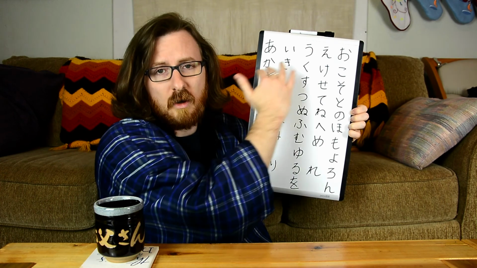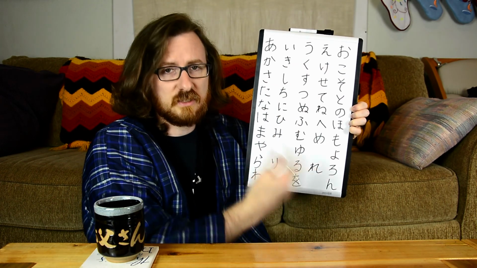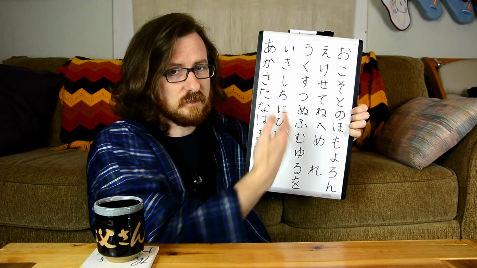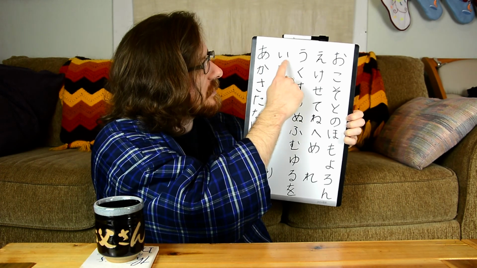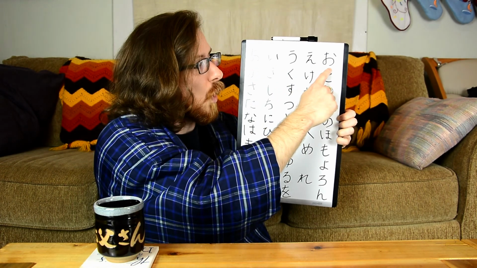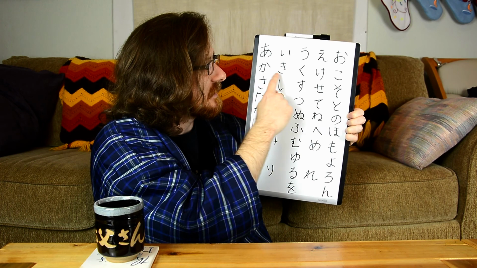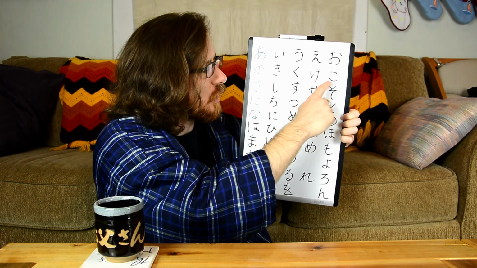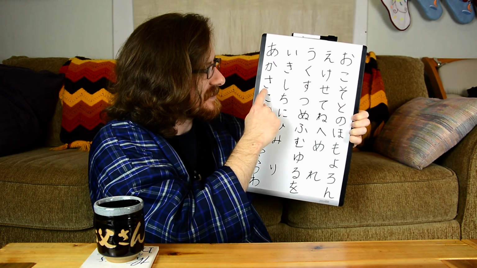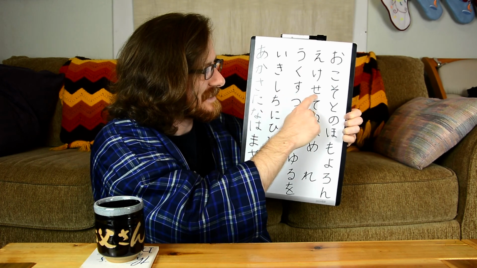So I'll just go through all of these rows one at a time just to make sure we get the pronunciation right. So we'll start at the beginning. We have A, I, U, E, O. Ka, Ki, Ku, Ke, Ko. Sa, Shi, Su, Se, So.